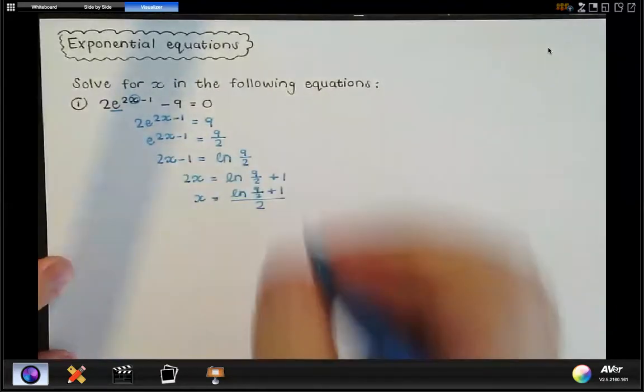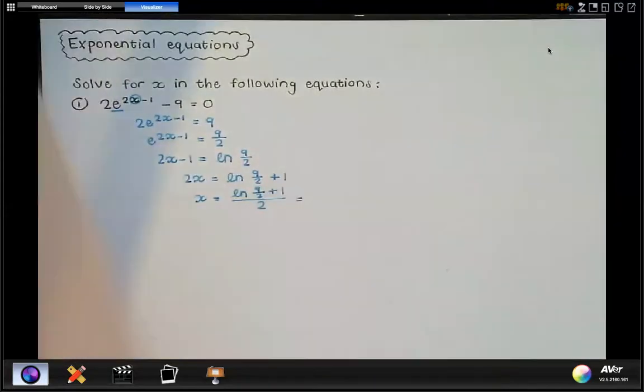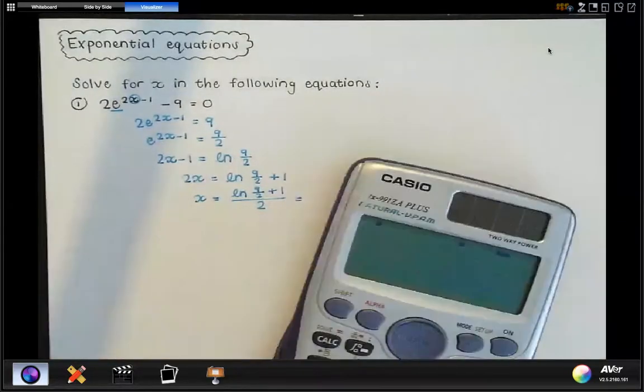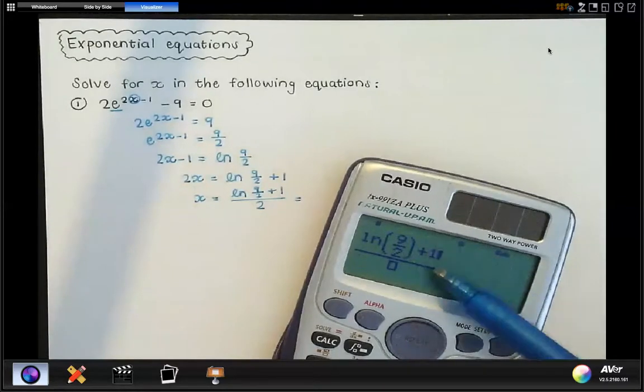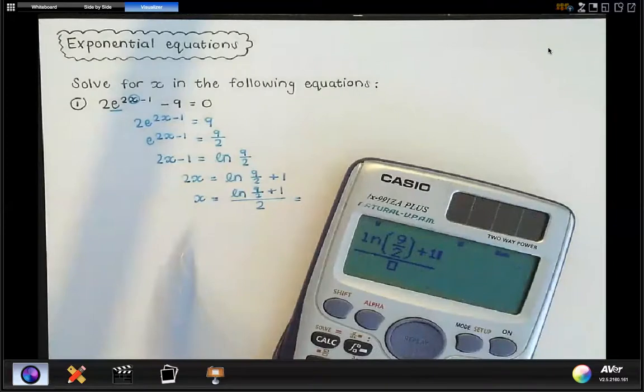Now this you can type into the calculator and we'll get an answer. All right, let's do that all together. So we have our fraction ln of 9 over 2 plus 1. It's important that you close the bracket after 9 over 2, otherwise it's going to use the plus 1 as a part of your log, which it actually isn't. All right, over 2, and that is equal to 1,25.